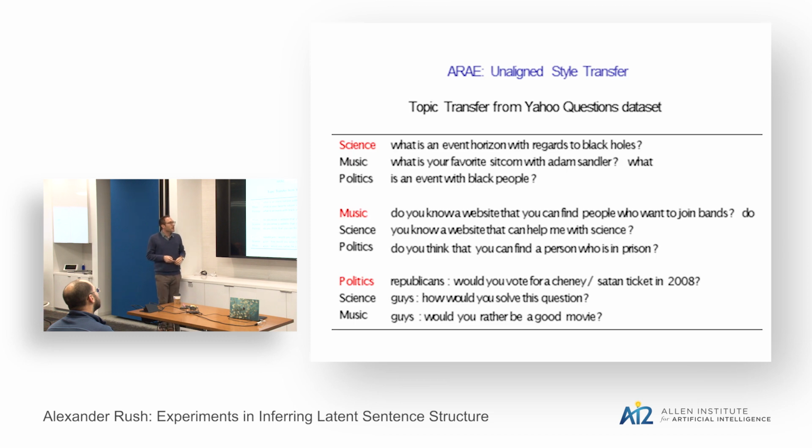And then finally, we did larger K experiments. This is a topic data set. Given a music sentence, "do you know a website where you can find people who want to join bands?", you get a science sentence of, "do you know a website that can help me with science?" Or a politics example, "do you think that you can find a person who is in prison?" So it roughly captures the same syntactic structure, but changes the topic of the words.